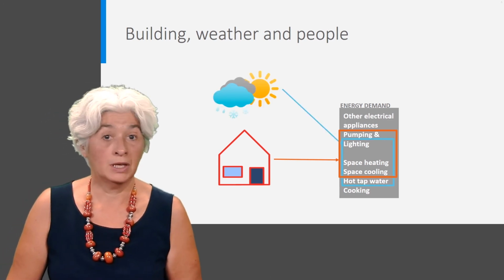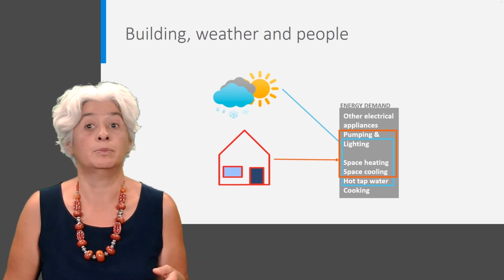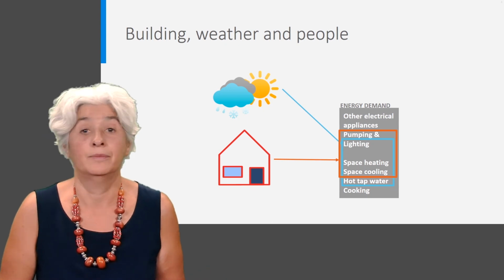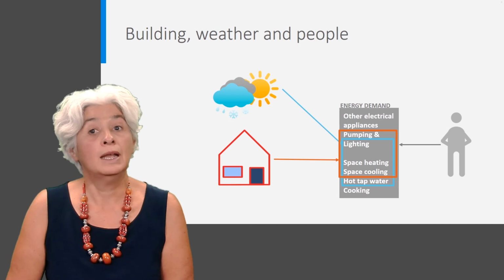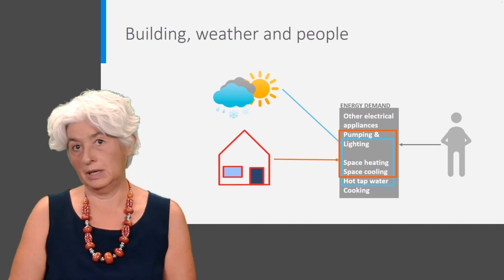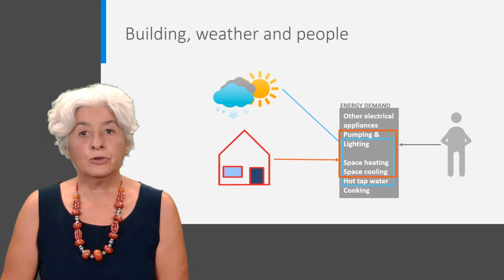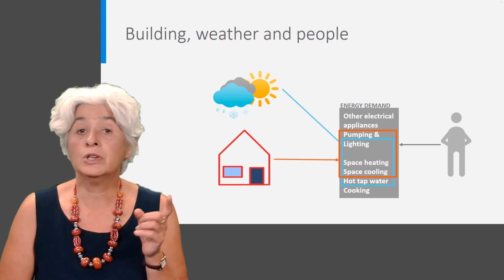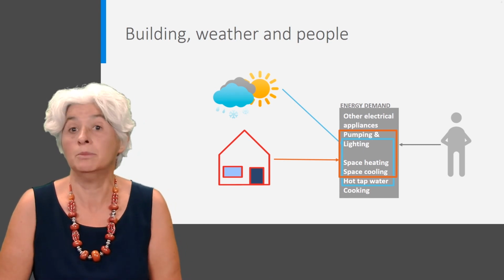On the contrary, the energy demand for hot tap water, cooking and all appliances except lighting and pumping are not building dependent at all. And all these demands are very much related to the occupants of the buildings and people's behavior. Let's focus now on space heating and cooling, which I remind you is responsible for around half of the total energy use in buildings.